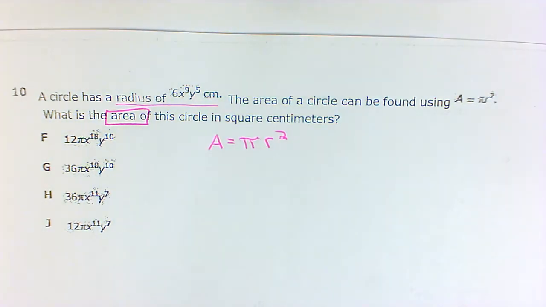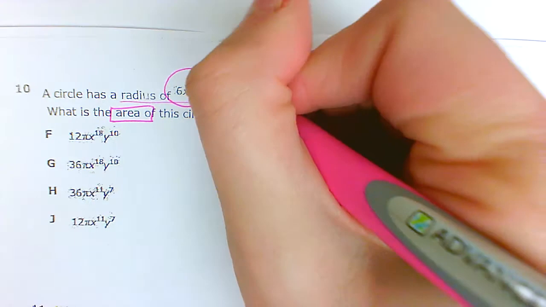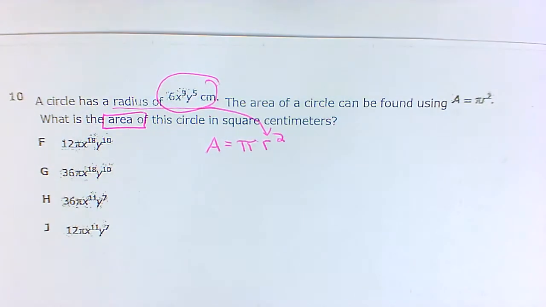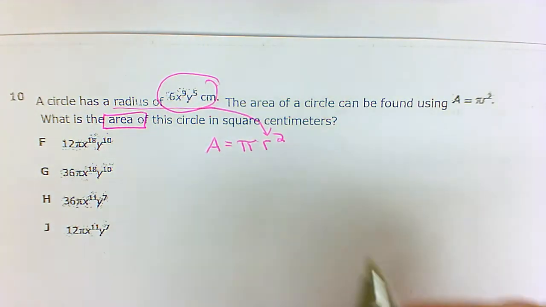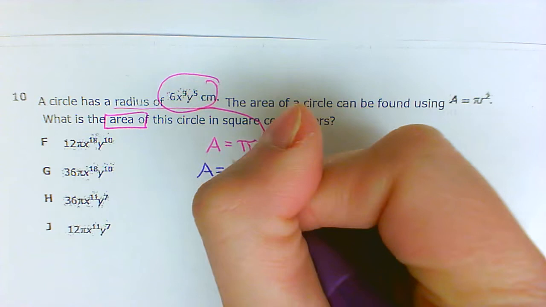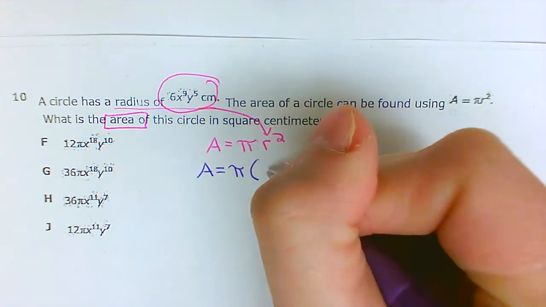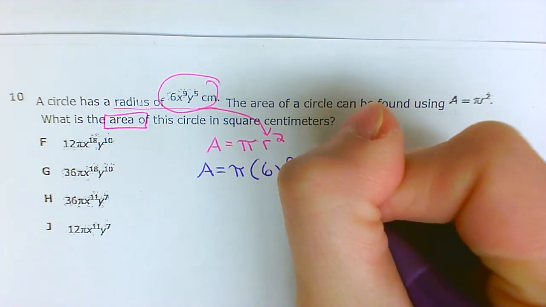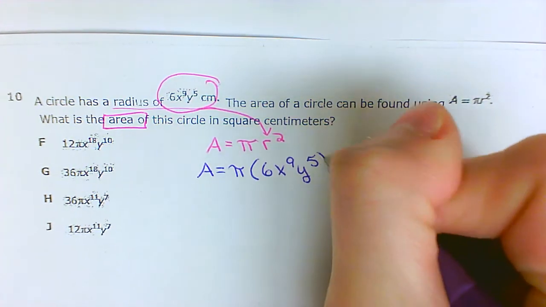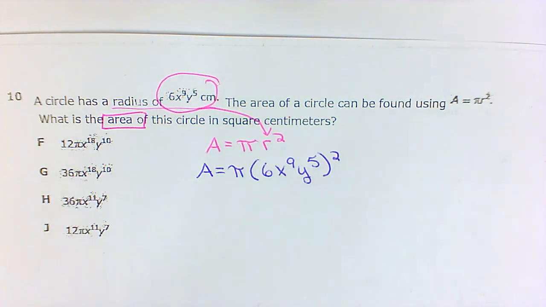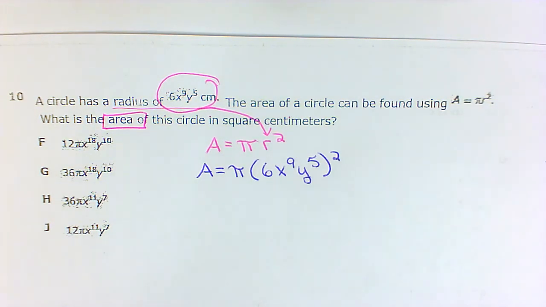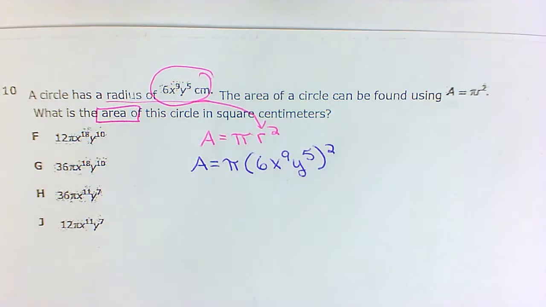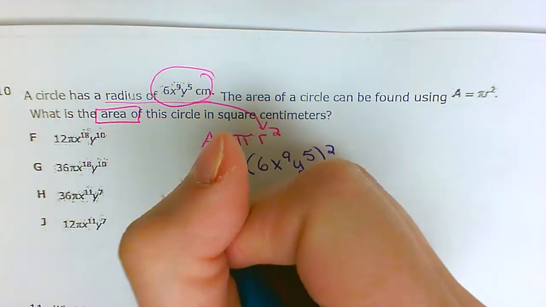So if they gave me the value of the radius, I'm going to take that and plug it in place of r. But don't forget that anytime you are plugging in a letter, you need to go ahead and put that thing in parentheses. So 6x to the 9th power, y to the 5th power is inside the parentheses, and that whole thing is being squared. Now when you have something that's already got a bunch of exponents and it's being raised to the 2nd power, you need to take care of this exponent first.